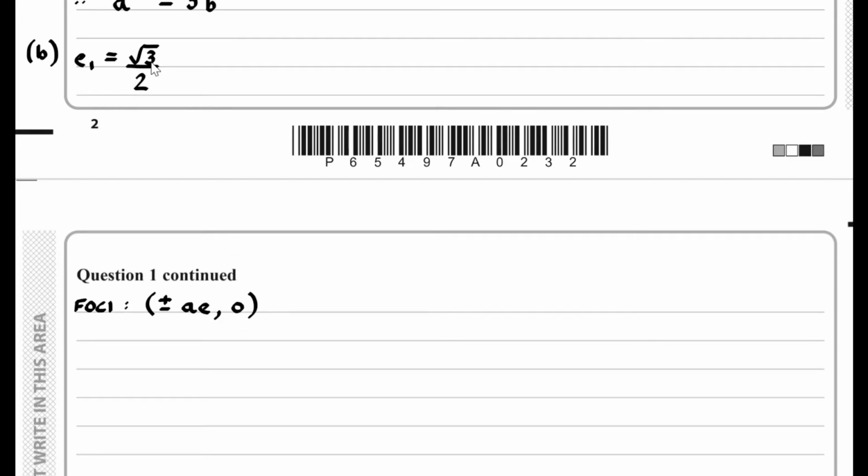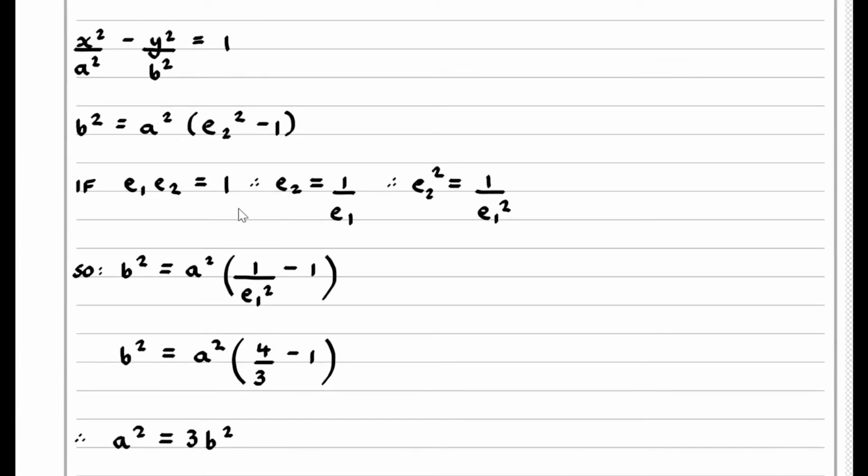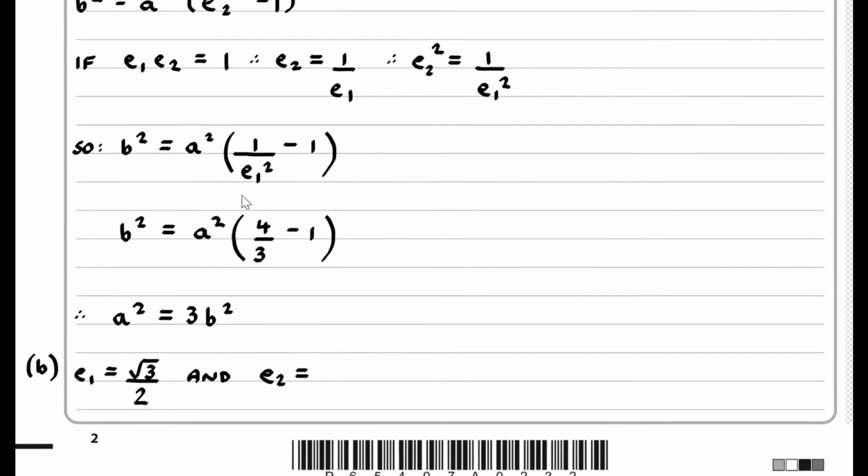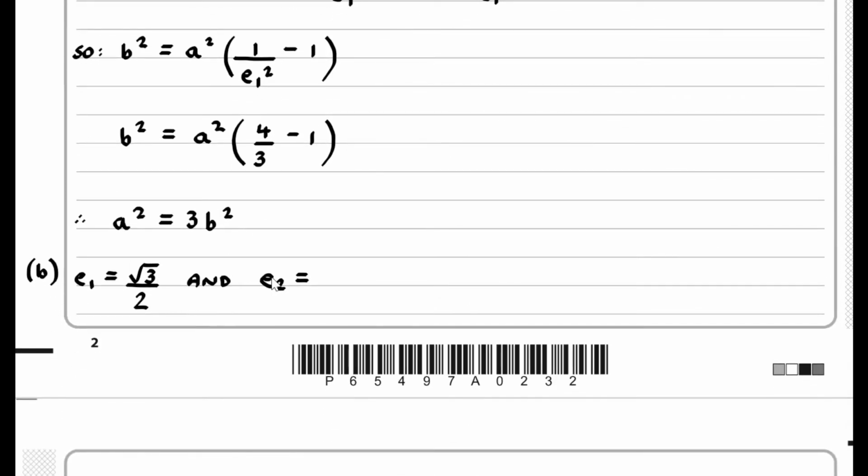Now, if e1 is equal to root 3 over 2, that means e2 will equal, well, if we know that e1 multiplied by e2 is equal to 1, we can find out what e2 is. That will equal the reciprocal of root 3 over 2, which is 2 over root 3.